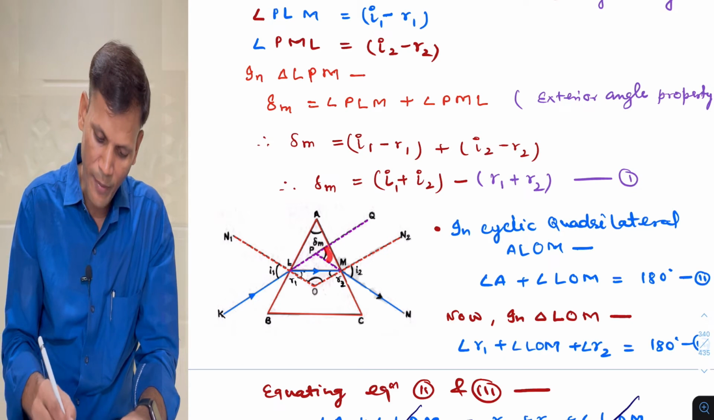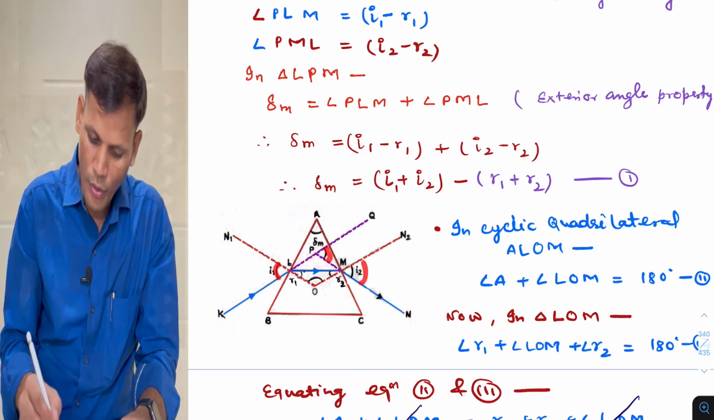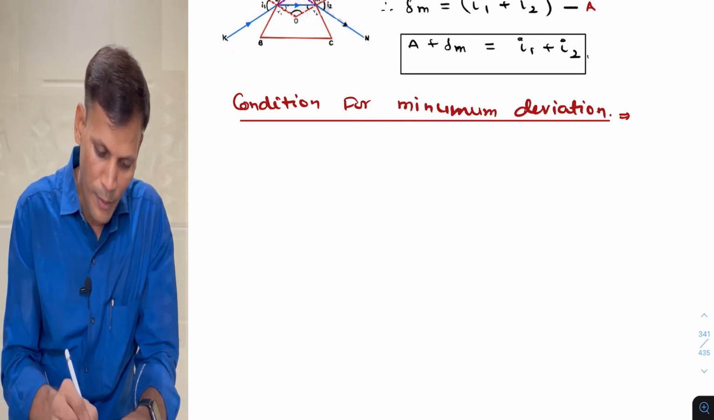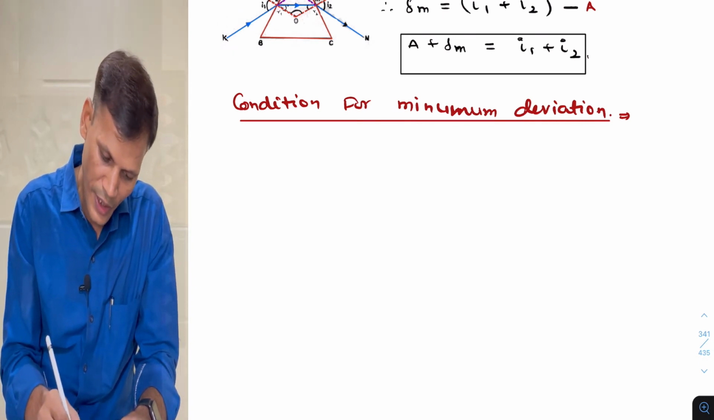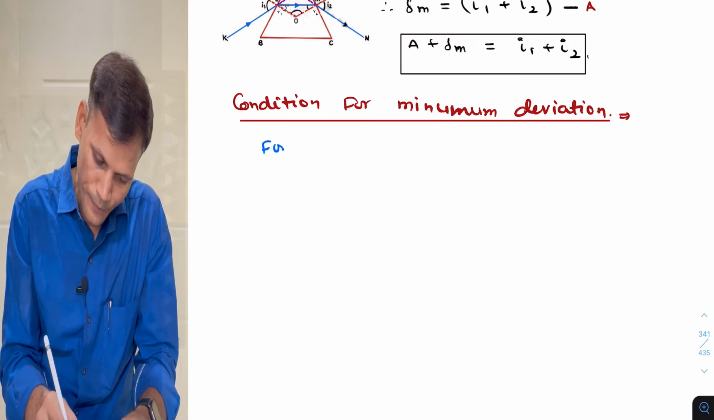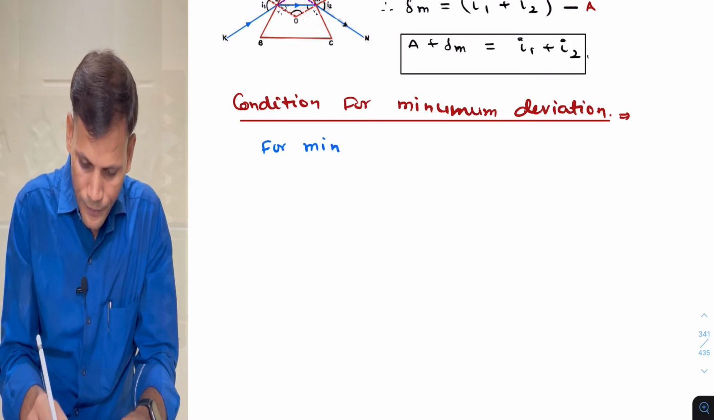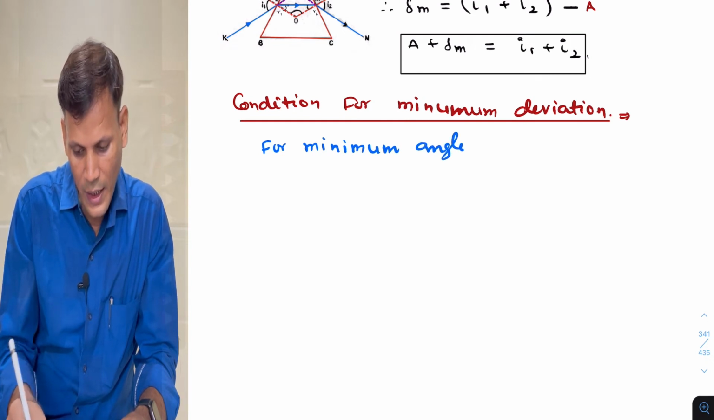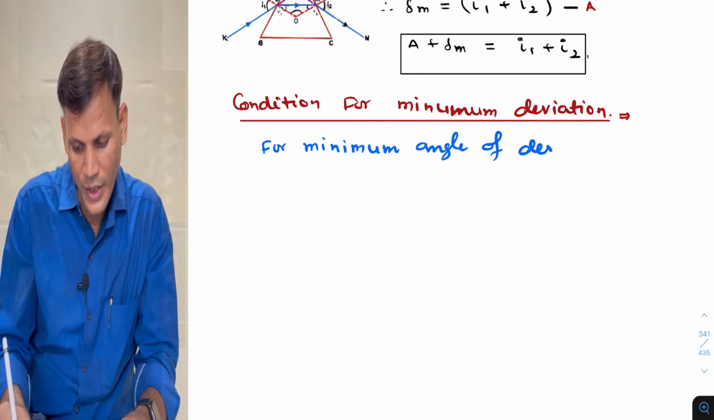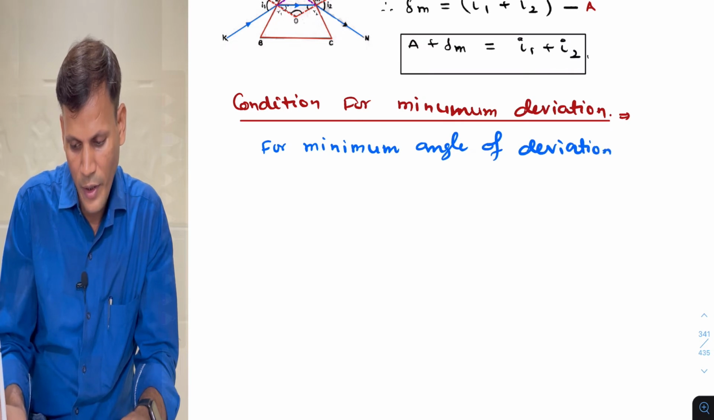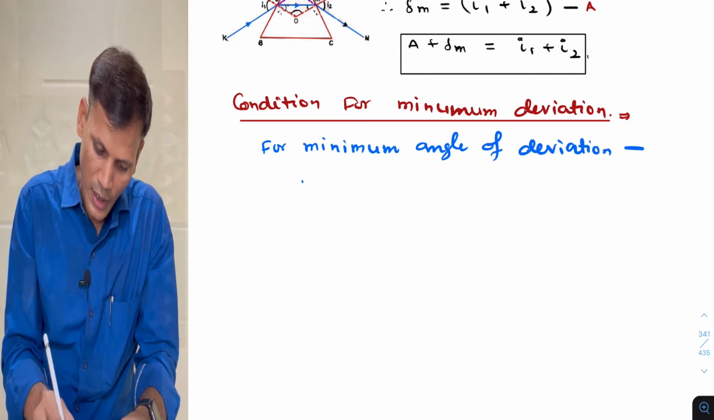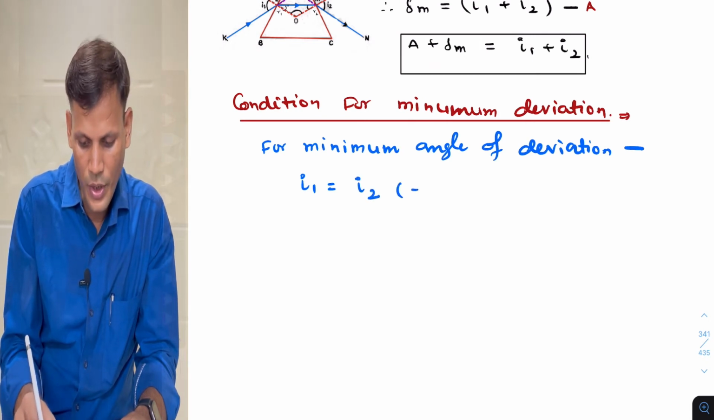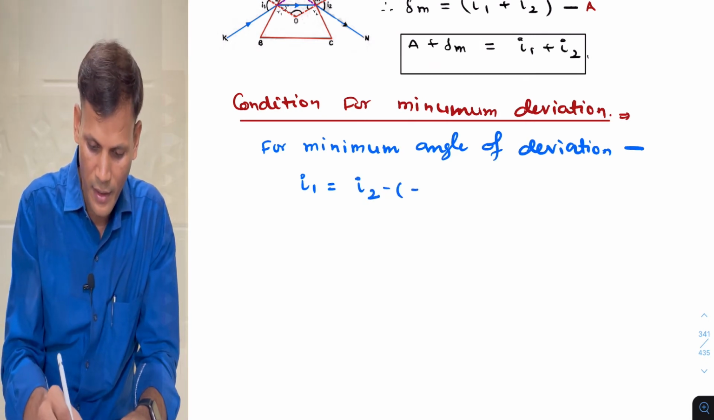And by that time I1 must be equal to I2. So this is the first condition. So for minimum deviation we can write, for minimum angle of deviation, I1 must be equal to I2, equal to I, say.